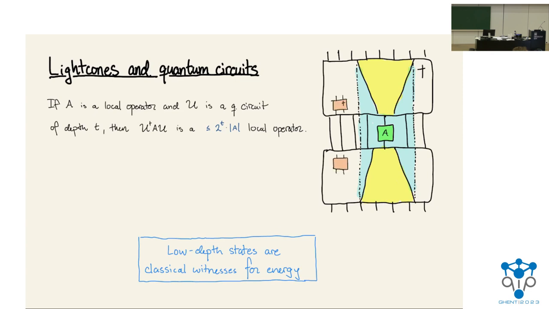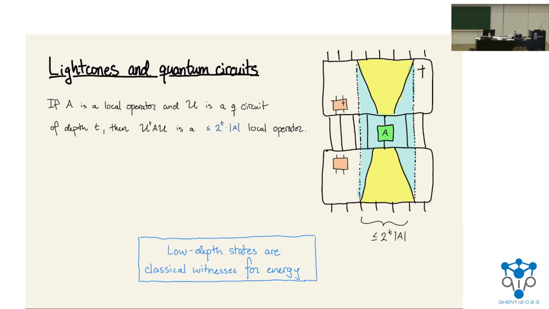The reason is that if you have any gate in the quantum circuit, like this orange gate to the left, notice that if it's far enough away from this light cone from A, this emanation of information, that operator in orange is going to cancel with its conjugate, which sits on the other side. So that operator I don't actually need to consider. Really, all the operators outside this light cone cancel with each other, and the size of this light cone is only 2 to the t times a.